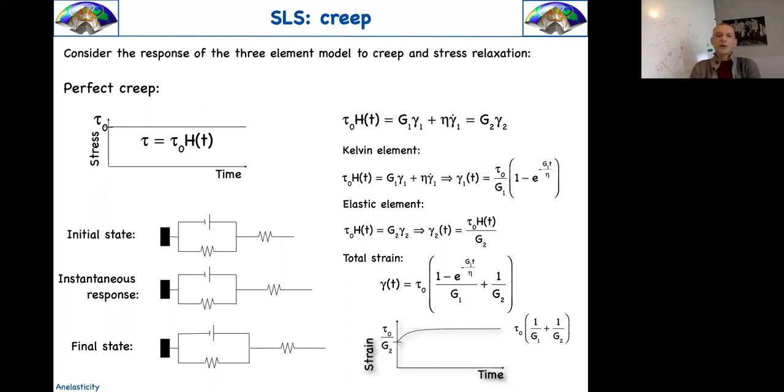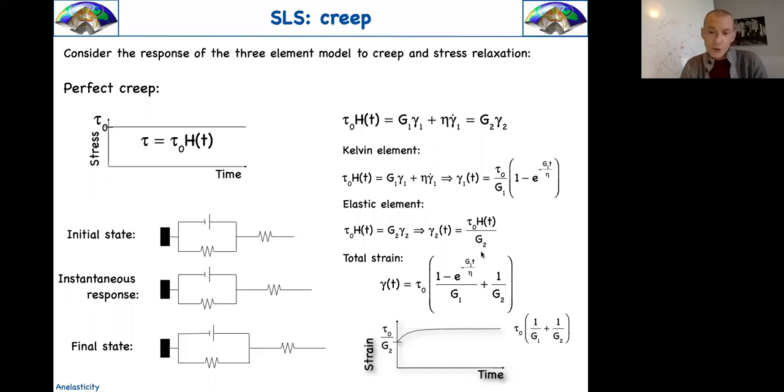Because if you're going to study, for example, the creep function, that is one of the most important ones. Now let's consider the initial state. Now we apply a stress. This will give an instantaneous response, and then the final state will also accommodate the contribution from the dashpot. If you consider these terms here, you will see that we have an instantaneous response from G2.